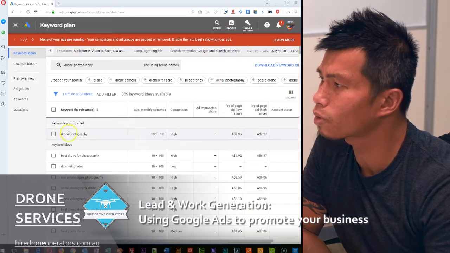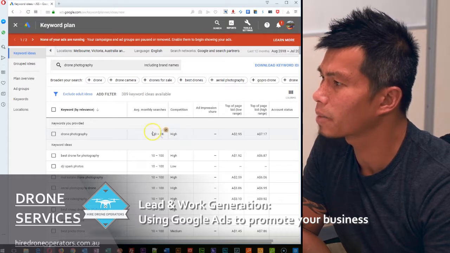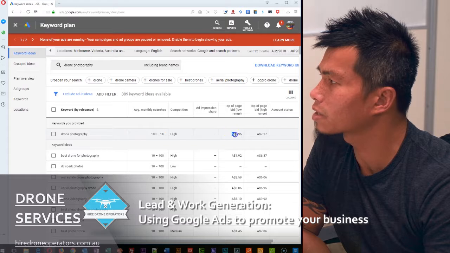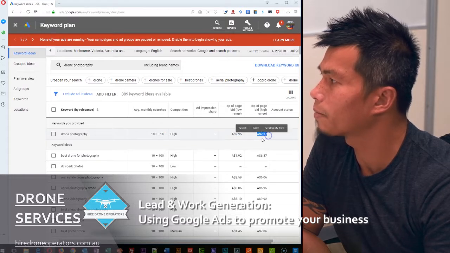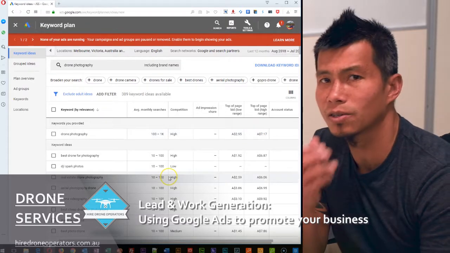So for drone photography, you're looking at about 100 searches to 1K per month, okay? And based on average, you're looking at spending, low range to top range, $3 to $7 depending where you are. Okay, so that's pretty high. That is just the basics of how to get you ready.